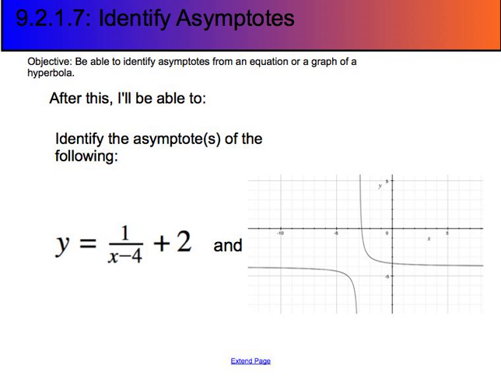There is one vertical asymptote, straight up and down, and that's where it shoots straight up and straight down. And then there's one horizontal asymptote. The horizontal asymptote, straight left and right, is just like the one for an exponential. So after this, hopefully you'll be able to identify the asymptotes of these two, either from that equation or from the graph here.